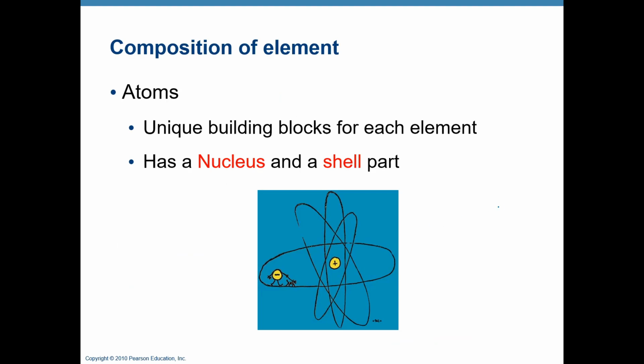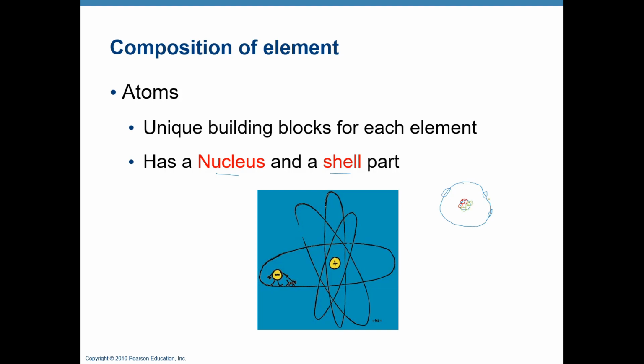Okay, so now let's go back to the atoms. You already know the atomic nucleus and atomic shell, and you also know that the electrons are on the shell and protons and neutrons are in the nucleus. So electrons are present on the shell and protons and neutrons are in the nucleus. So like these are the protons and these are the neutrons.